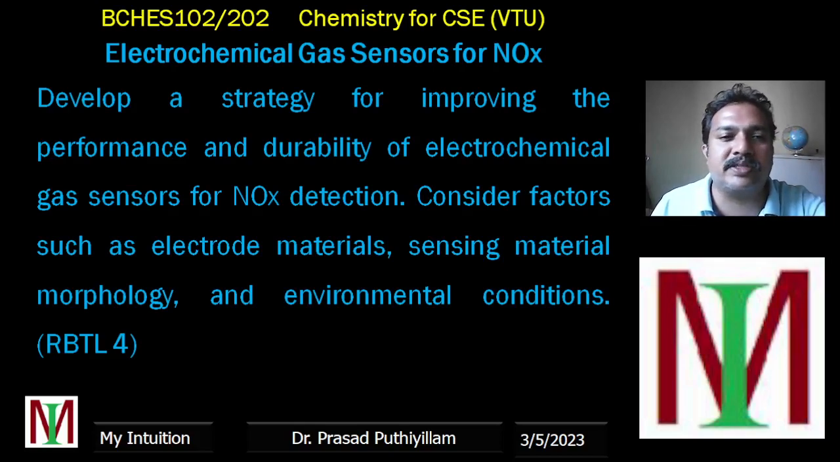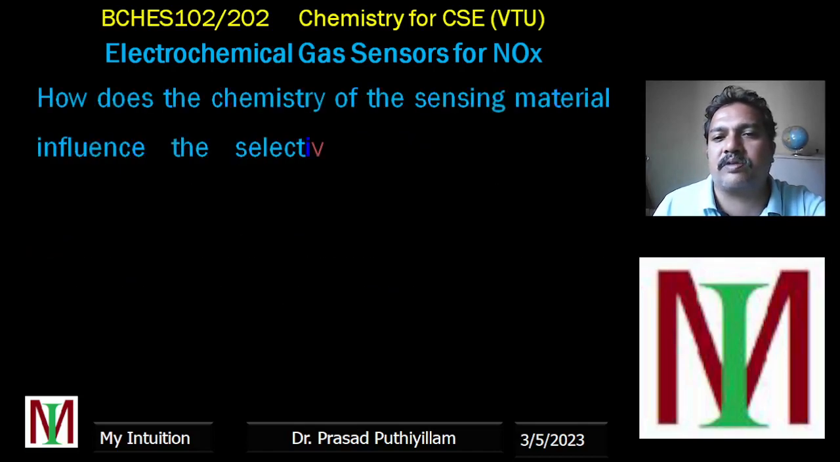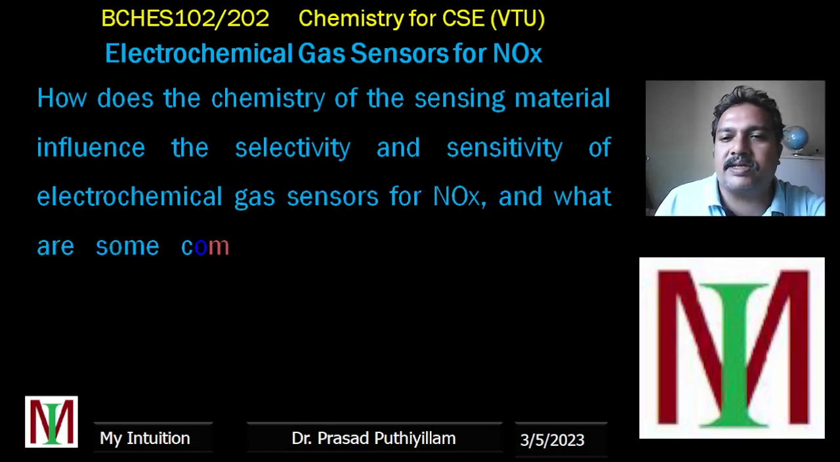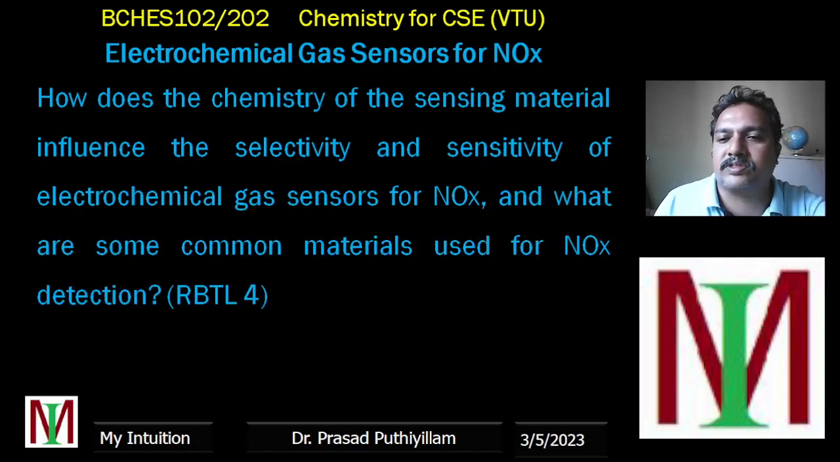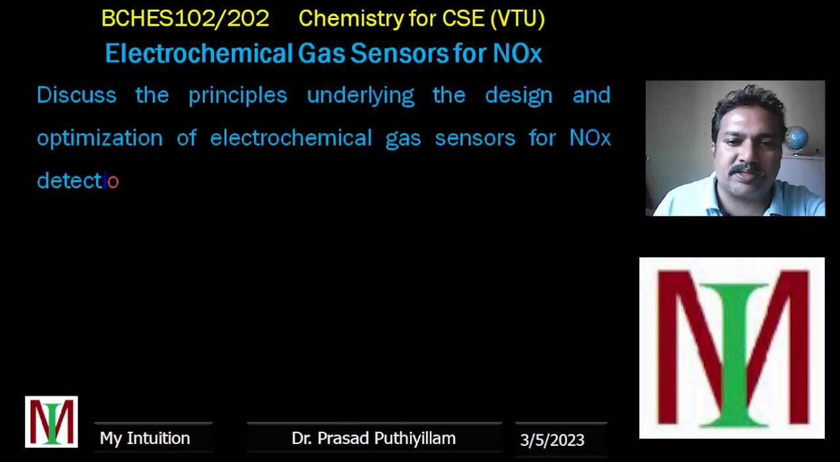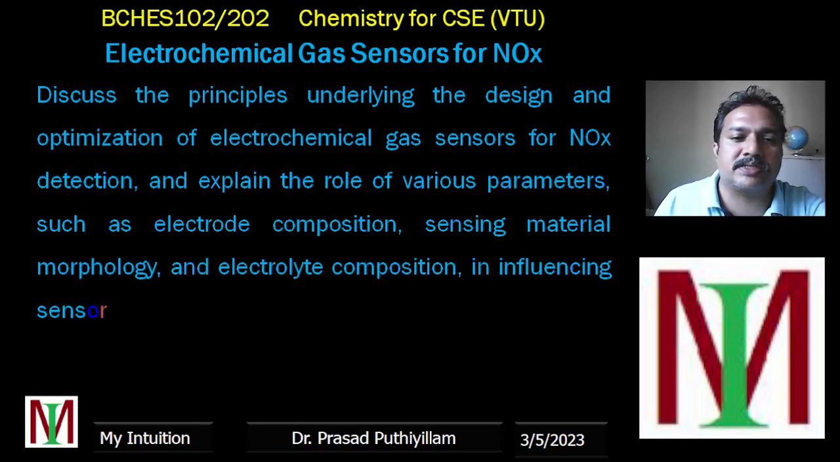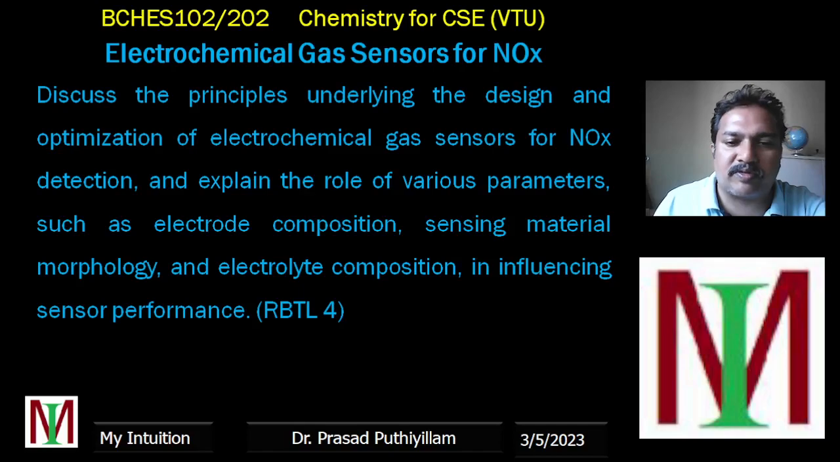Develop a strategy for improving the performance and durability of electrochemical gas sensor for oxides of nitrogen detection. Consider factors such as electrode material, sensing material morphology and environmental conditions. How does the chemistry of the sensing material influence the selectivity and sensitivity of electrochemical gas sensor for oxides of nitrogen, and what are some common materials used for oxides of nitrogen detection? Discuss the principles underlying the design and optimization of electrochemical gas sensor for oxides of nitrogen detection, and explain the role of various parameters such as electrode composition, sensing material morphology, electrolyte composition in influencing the sensor performance.